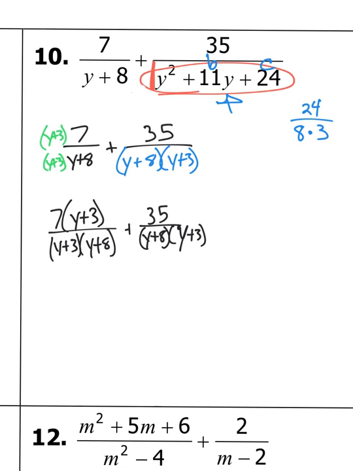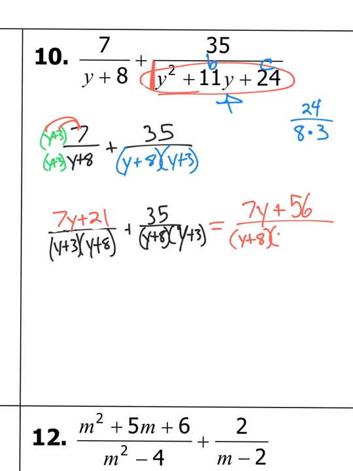Up top here, I guess I could have just distributed the 7 in here. Let's do that so I don't run out of room. I would get 7y plus 21. Now if I add the like terms, I just get 7y plus 56. And on the bottom, I have y plus 8, y plus 3. If you're saying to yourself, why are you leaving it like this? Why don't you just FOIL it out? Well, the reason is because, just like in the last one with the difference of squares, you can take out a GCF up top.